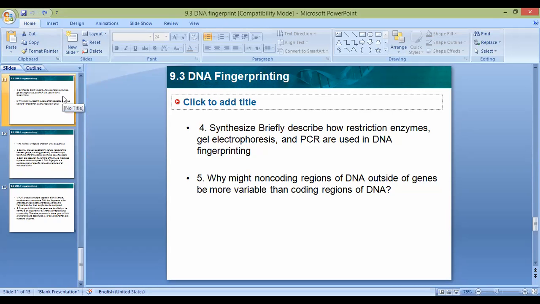Read it, Mohammed. Question 5. Why might non-coding regions of DNA outside of genes be more variable than coding regions of DNA? They have more differences than the gene. In general, coding regions are more likely to have the same sequence. A mutation there is more likely to produce a non-functional gene product, a protein. Non-coding mutations are free to mutate because they have no protein products.